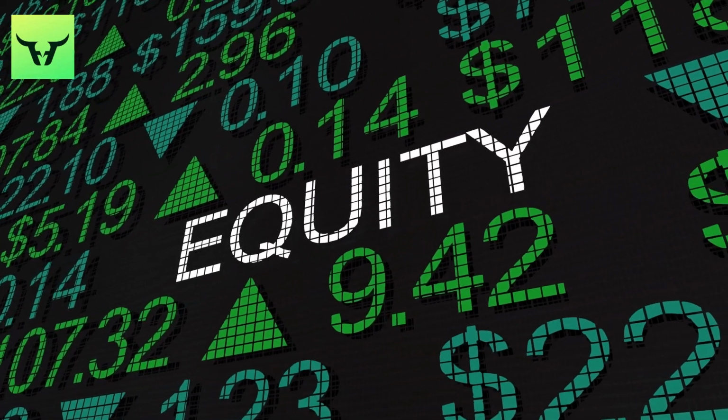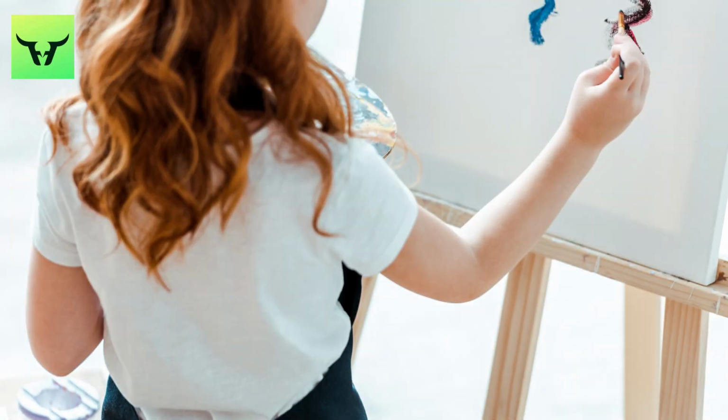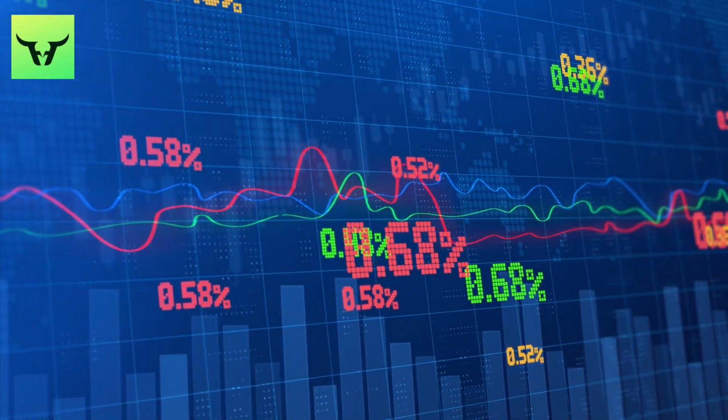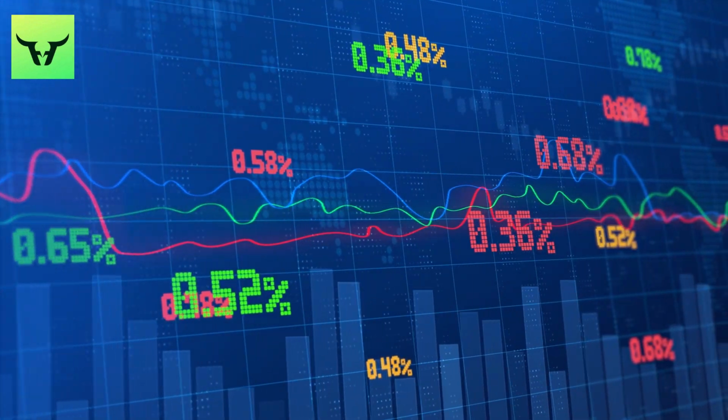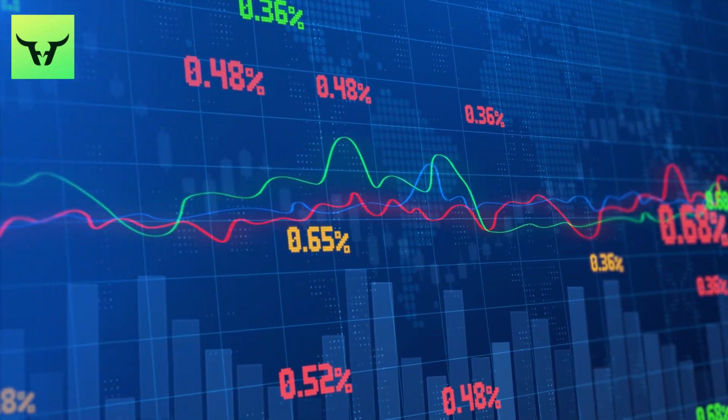Equity is an image of your account's current value. It is not permanent, much like a painting on a whiteboard. We refer to it as a floating account balance because it is not fixed. It only becomes your real account balance when you have closed all of your trades.